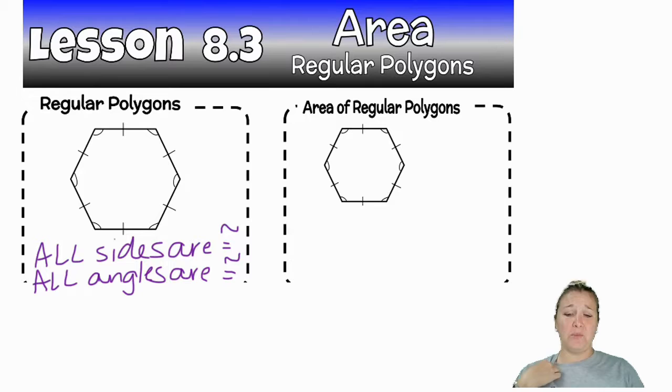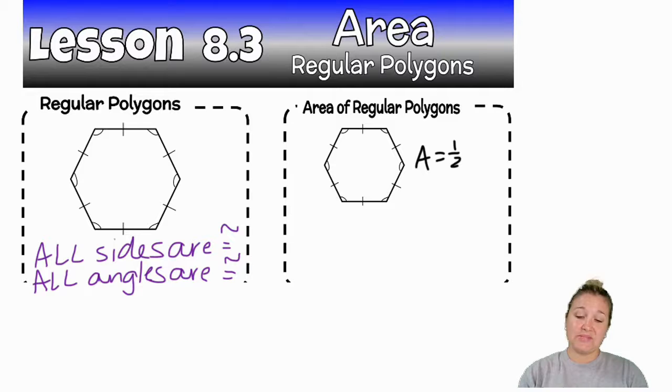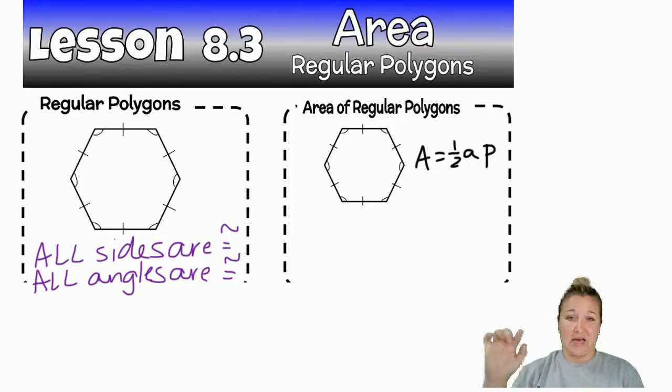And so when we go to find the area of these, there's a formula that we're going to look at, and it is going to be 1/2 times the apothem times the perimeter of the outside. And so just kind of backtracking there. Remember, when you're finding the perimeter of a regular polygon, you can take the side length and multiply it by the number of sides that there are. So that's another easy way to find the perimeter.